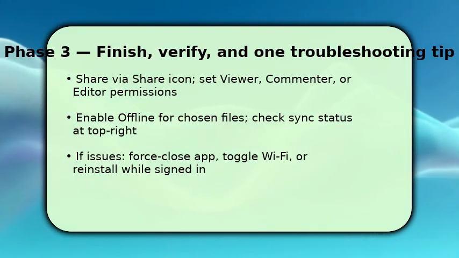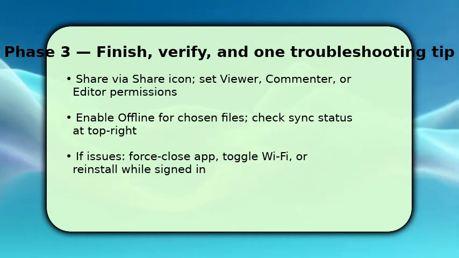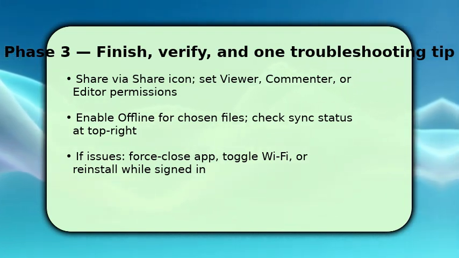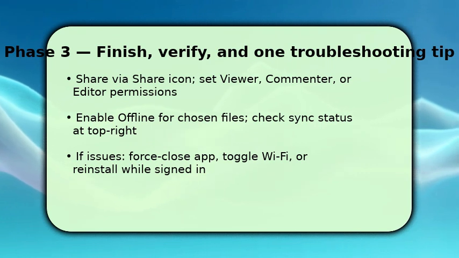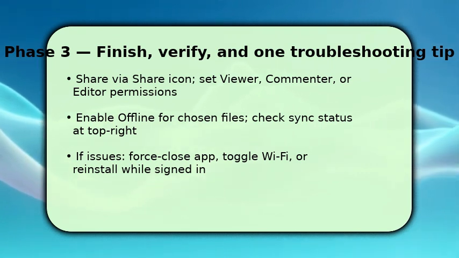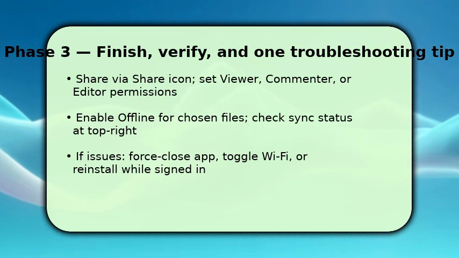Finish by sharing and securing your work. Tap Share, choose permissions, viewer, commenter, or editor, and add people or copy link. This controls collaboration. Enable offline on important files so you can edit without a network. Check sync status at the top right to confirm uploads.